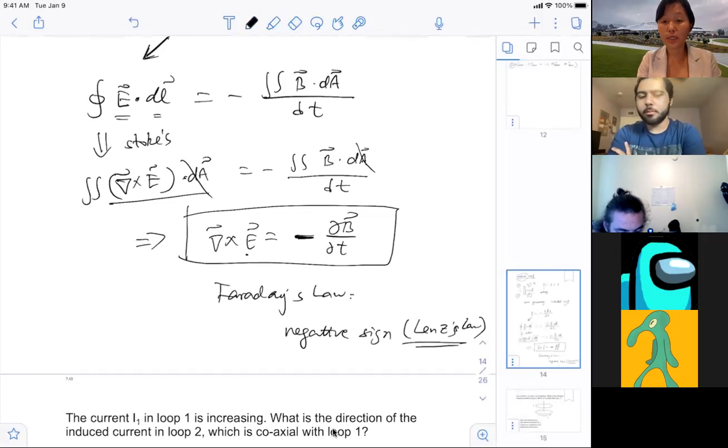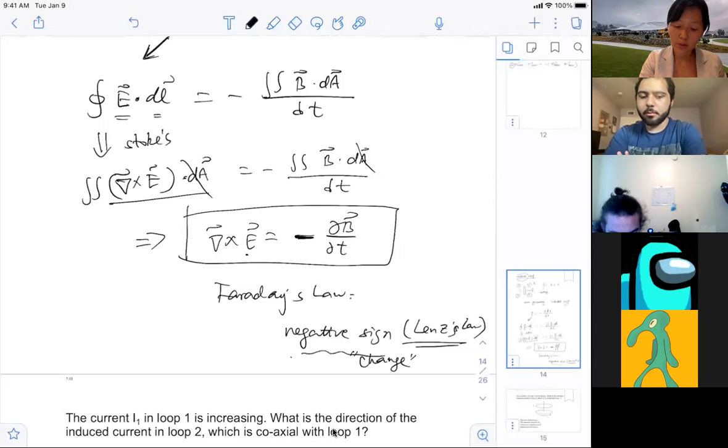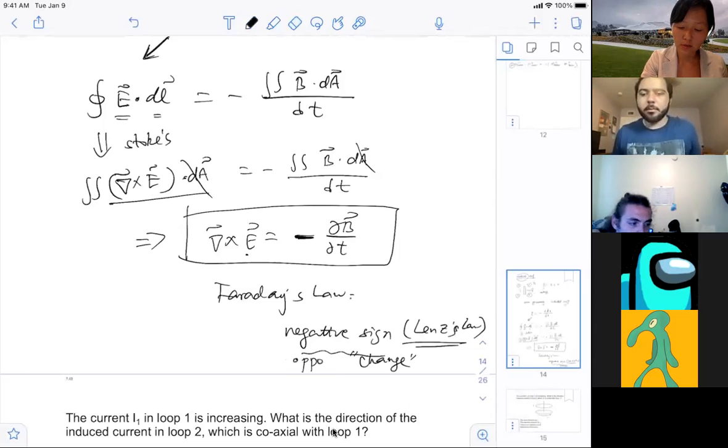But if your B field is decreasing, then your induced B field will try to stop that change, will try to produce a B that's in the same direction as the original B field. So that's what the negative sign is telling us: nature always opposes the change, not the B field itself, but the way in which it is trying to change. So if you try to increase it, it's going to give you something opposite. If you try to decrease it, it's going to give you the same direction. So basically that's what it means.